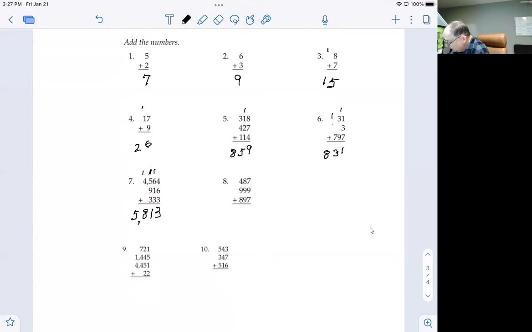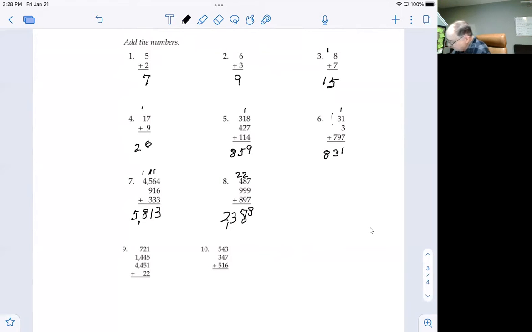Number 8, 7 plus 9 is 16, plus another 7 is 23. So that's 3, carry a 2. 2 plus 8 is 10, plus 9 is 19, plus 9 is 28, sorry. Carry a 2. 2 plus 4 is 6, plus 9 is 15, plus 8 is 23. So I think the answer is 2,383.